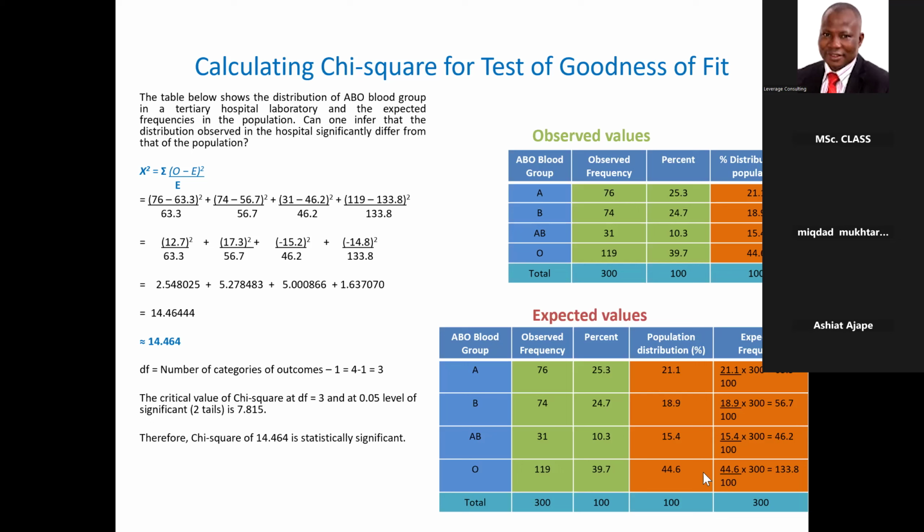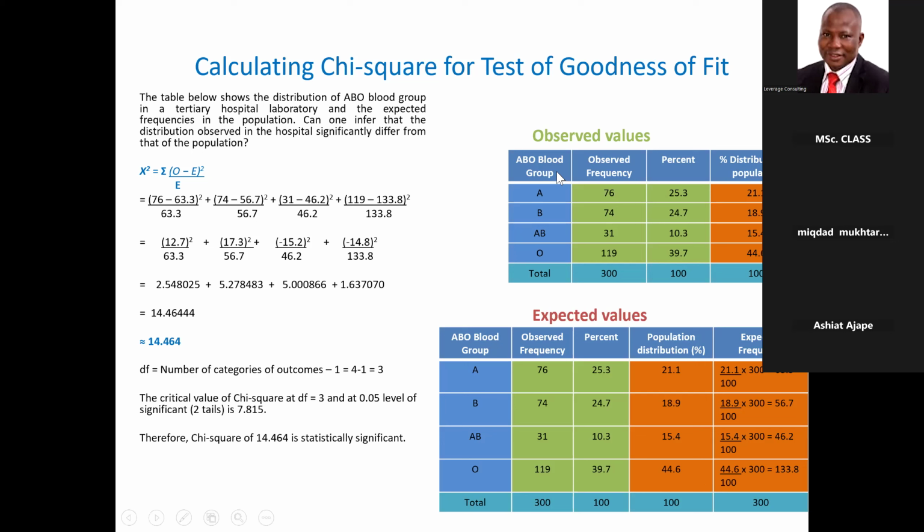So this one gives you 56.7. Then 50.4 over 100 of 300 gives you 46.2. The last one, 44.6 over 100 of 300 gives you 133.8. So you've gotten both your observed and expected values.